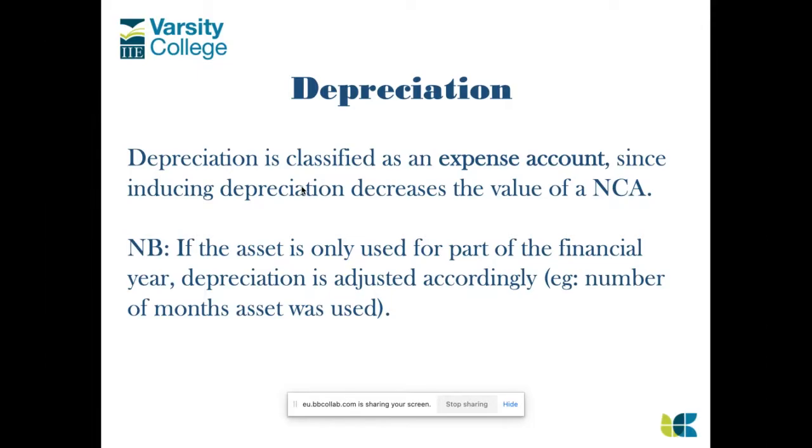And then obviously depreciation decreases the value of the non-current asset. NB, if the asset is only used for part of the financial year, depreciation is adjusted accordingly. Number of months asset was used. Sorry, so what are they saying here? They're saying that depending on how long we've had the asset for, we need to apportion the asset for that period. That's all that they're saying there.